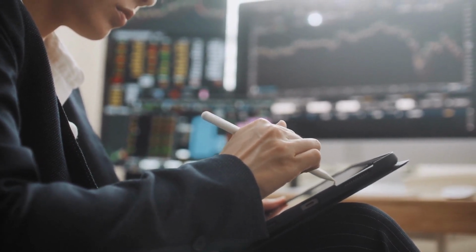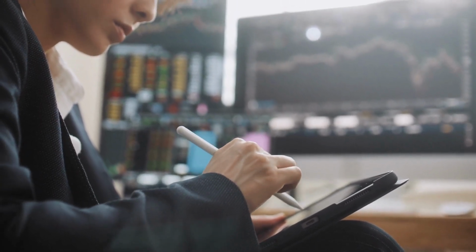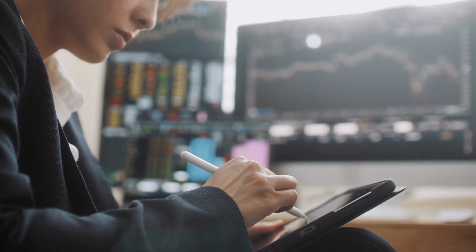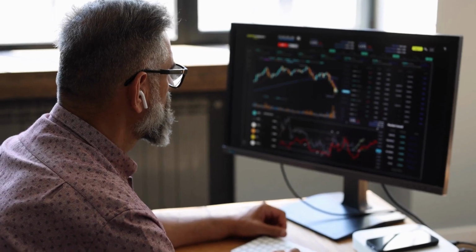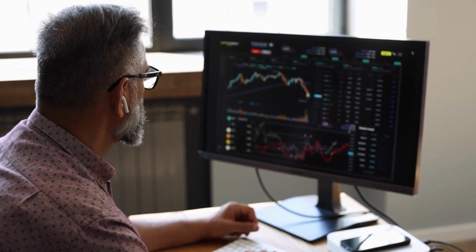And that's it, folks. Fundamental analysis might seem daunting at first, but with practice, it becomes a powerful tool in your trading arsenal. Remember, no method can guarantee success, but being well-informed can significantly increase your chances.